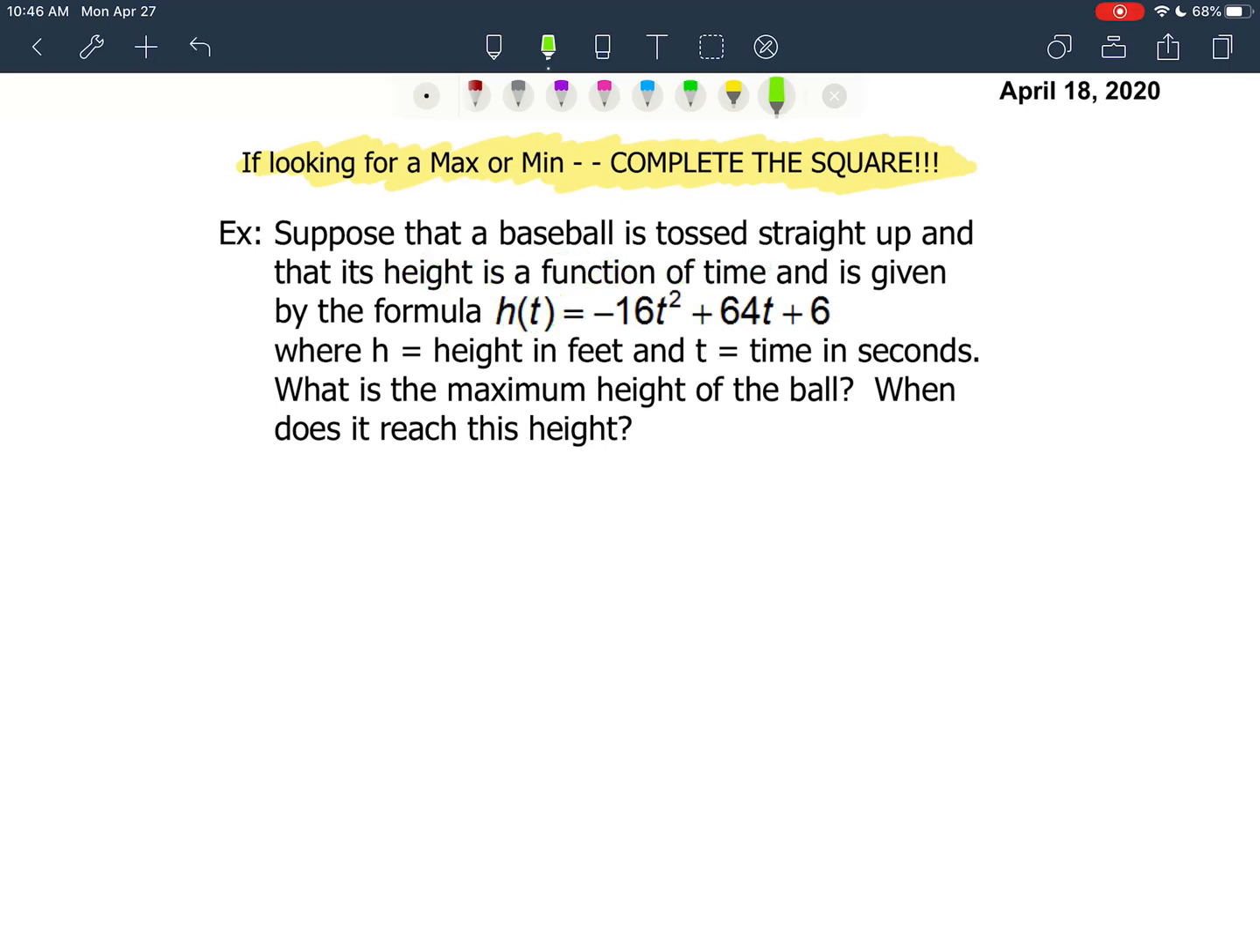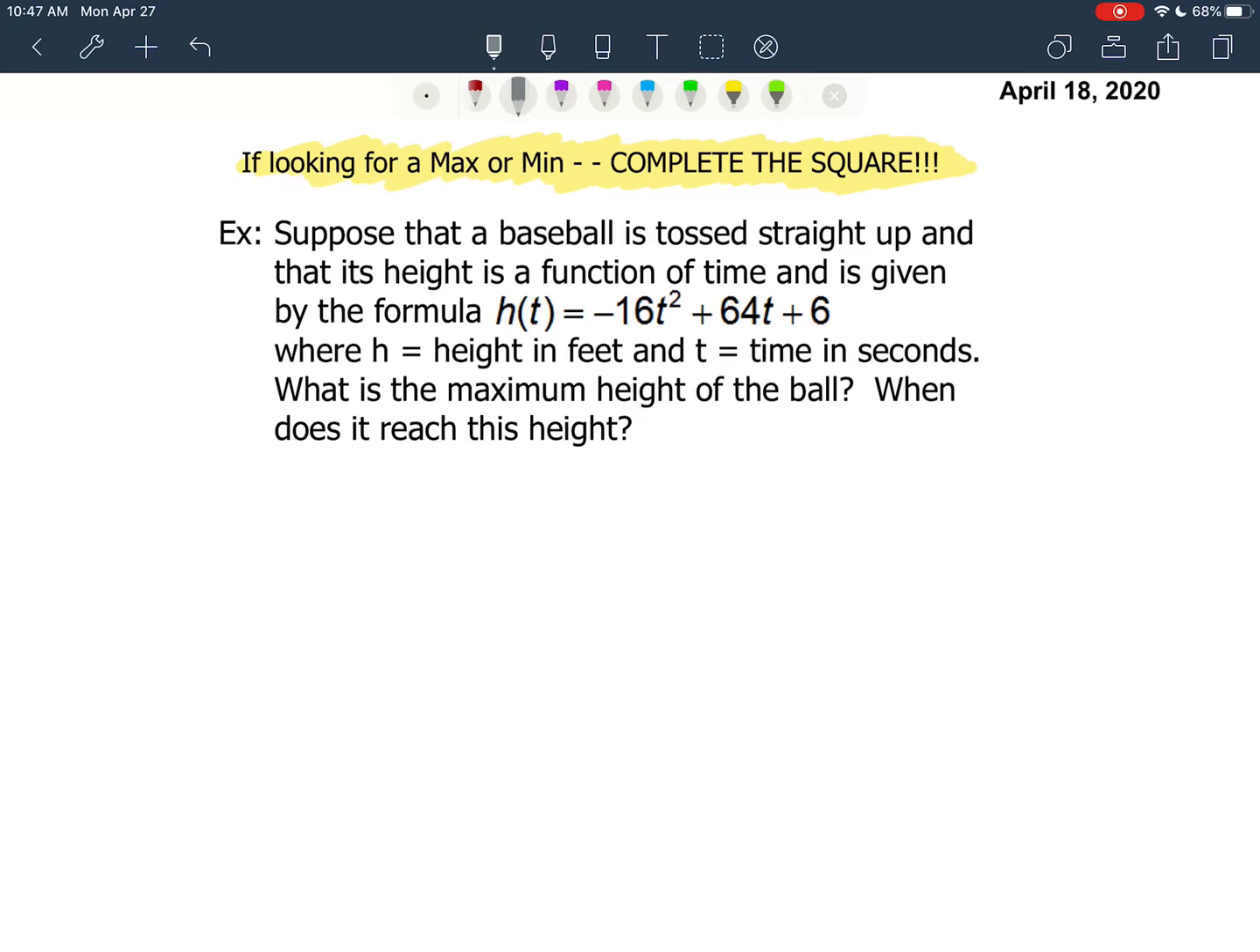It's given by the formula h of t equals negative 16t squared plus 64t plus 6. H is our height in feet, and t is our time in seconds. What's the maximum height of the ball? When does it reach this height? So these are quadratic equations that mimic vertical motion problems. So they are vertical motion problems.